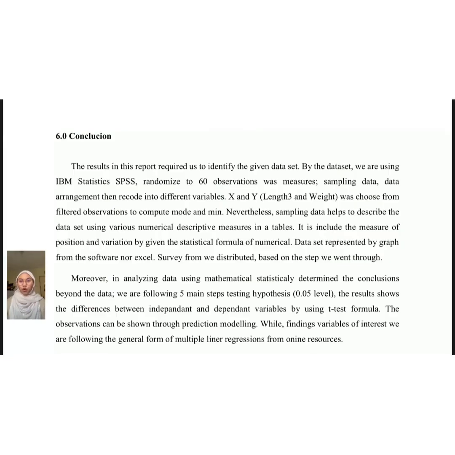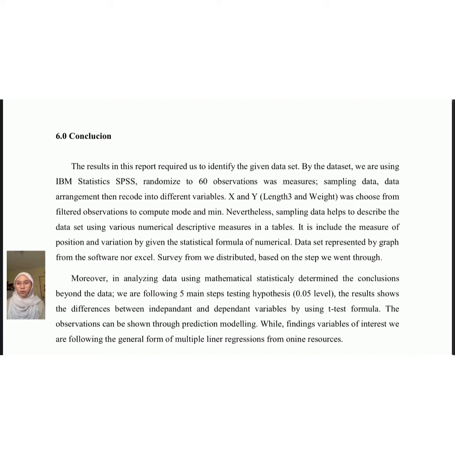Thank you. For 6.0, conclusion, we begin with the result. This report requires us to identify the given dataset. For the dataset, we are using IBM SPSS Statistics, randomized to 60 observations measured, sampling data arrangement, then recorded into different variables. X and Y, length, three, and weight were chosen from filtered observations to compute mode and mean. Sampling data helps to describe the dataset using various numerical descriptive measures in a table. It includes measures of position, variability, and variation by giving the statistical formulas. The dataset is represented by graphs from the software and Excel, from the survey we distributed, based on the steps we went through. Moreover, in analyzing data, mathematical statistics determine the conclusion beyond the data.